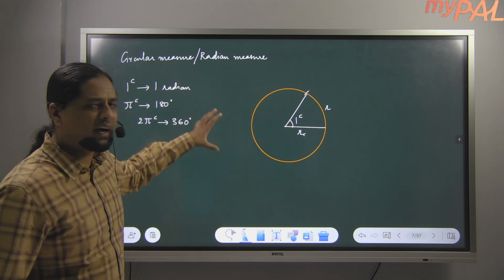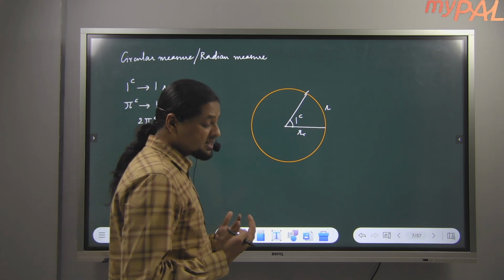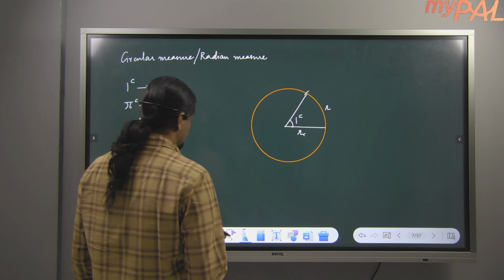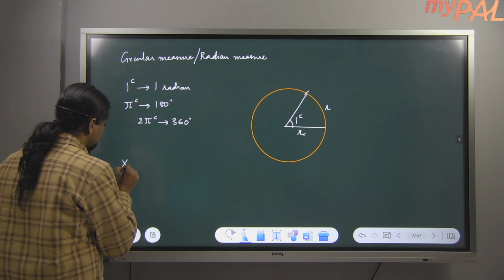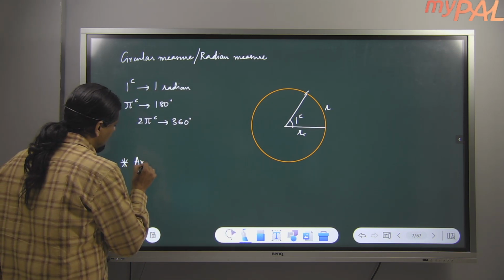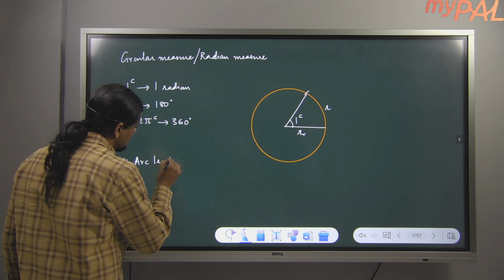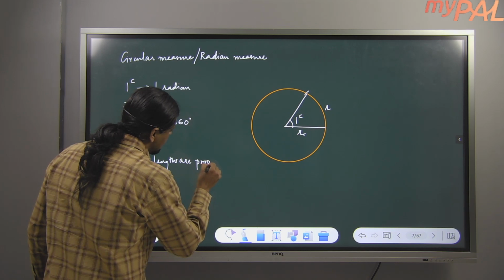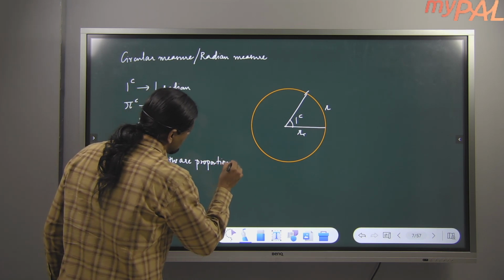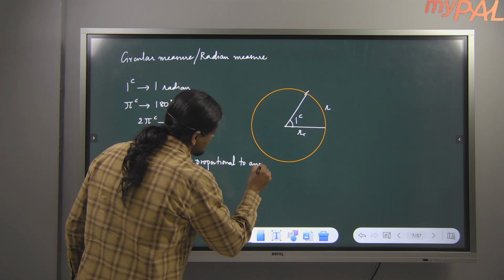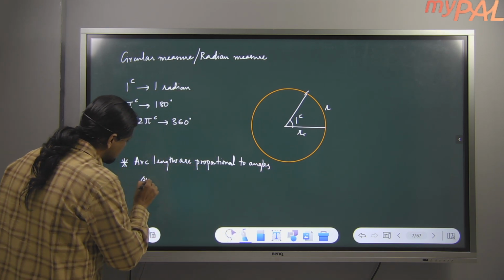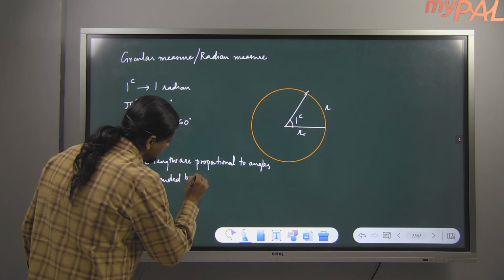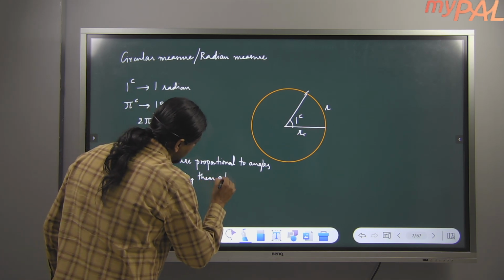If I want to find out how much 1 radian is exactly in terms of degrees, we can find it out. To measure it, we use a concept. The concept is that arc lengths are proportional to the angles subtended by them at the center. What does this mean?